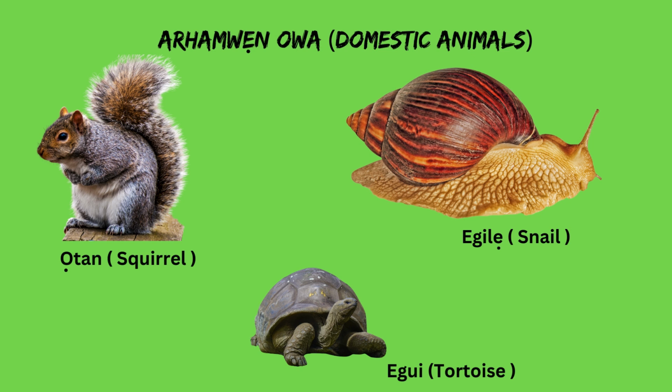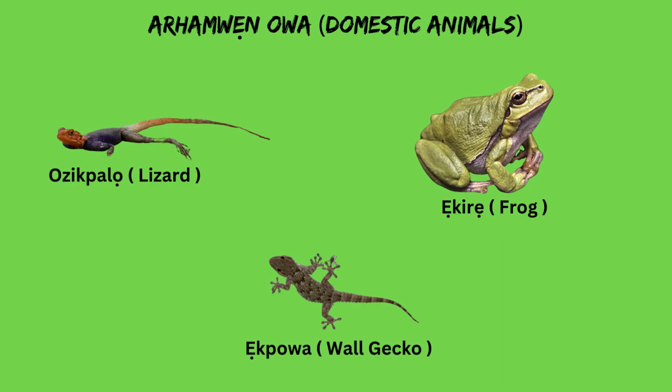Otan, squirrel. Egile is the snail. Egui is the tortoise. Egui, tortoise. Egile, snail. Otan, the squirrel. Notice the underdot under the first O in otan. So it's Otan, as opposed to this ozikbalo. See, there is no underdot under the first O in ozikbalo. Ozikbalo.